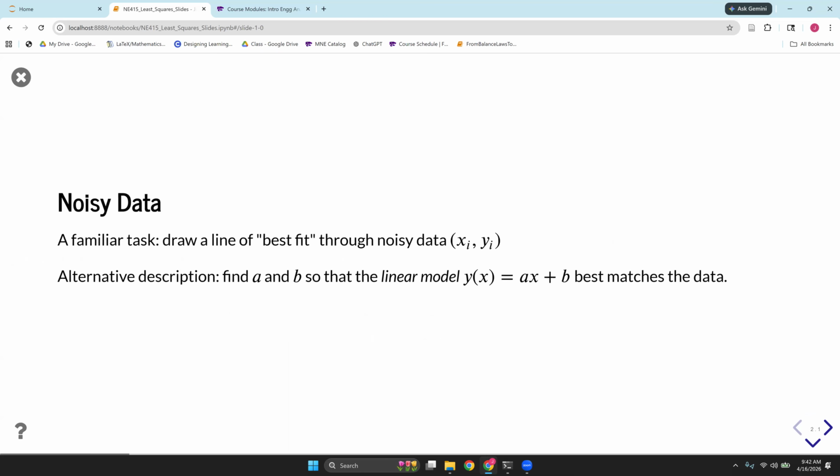Okay. So the familiar task that you all should have encountered, and if you haven't yet, you will for sure, is to draw a line of best fit through some noisy data. Data or data, I switch between those two. The alternative description would be: find the a and b so that the linear model y of x equals ax plus b best matches the data. So what does this even mean?